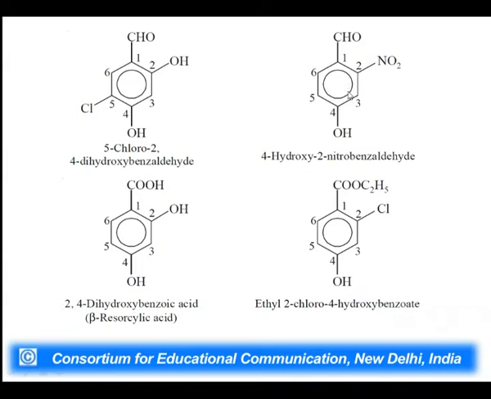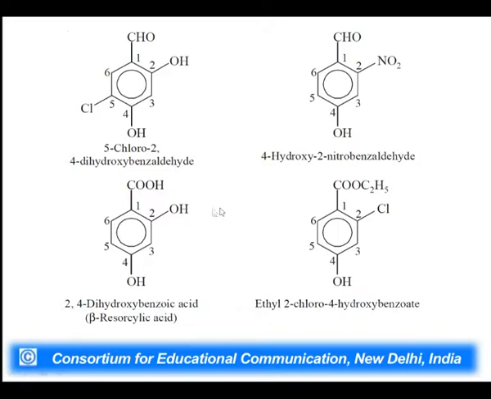So when they are taken as the substituent groups, again, we will be naming these, putting these substituents in alphabetical order before the root name. So the root name here is benzaldehyde, and the 2 substituents here are hydroxy and nitro. So H occurring before nitro, before nitrogen, the name becomes 4-hydroxy-2-nitrobenzaldehyde.